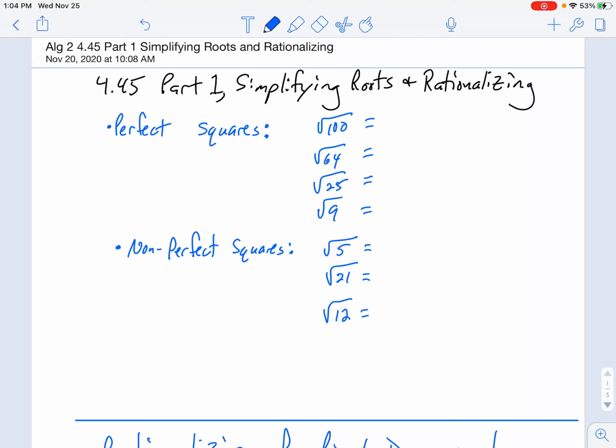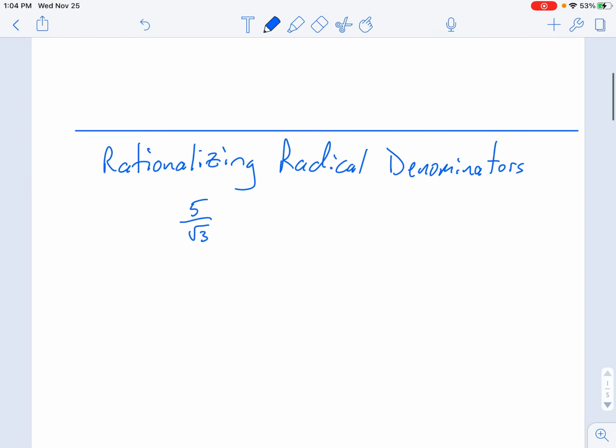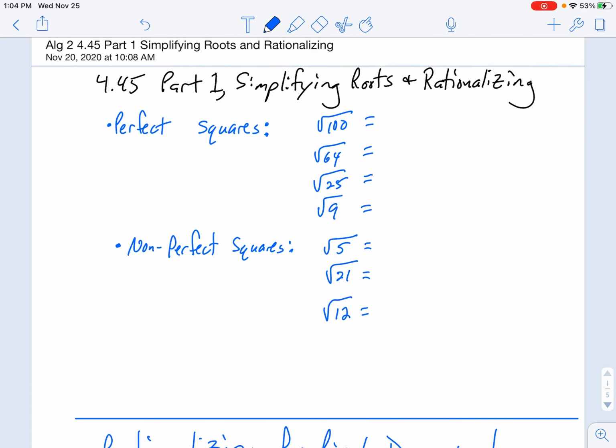Hey guys, so we are going to move away from the imaginary number temporarily, learn a new couple of skills, and then on the next lesson we'll get back around to imaginary numbers again, but they all tie together eventually. So this is going to be a two-part lesson. Today we are simplifying roots and rationalizing denominators.